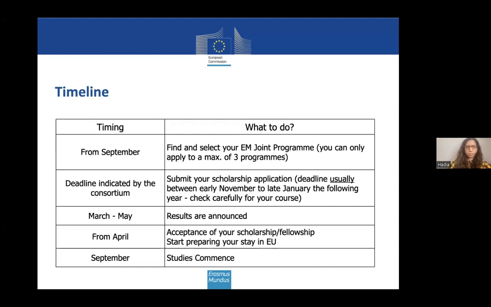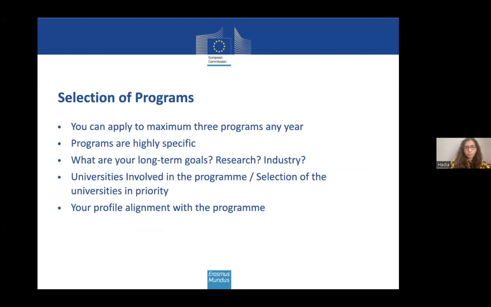From March till maximum May, results are announced and offer letters are sent. And finally, from April onwards to June, July, you start to apply for a visa and stuff like that, and accept your offer. And finally, mostly starting from September onwards to October, a lot of universities start their studies. That is the generic guideline or timeline for the Erasmus Masters programs.